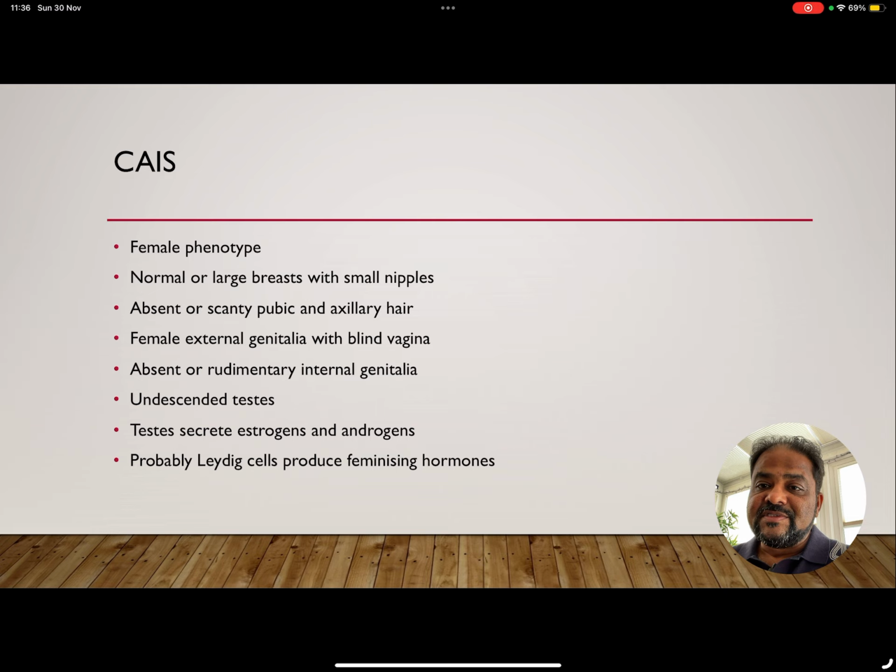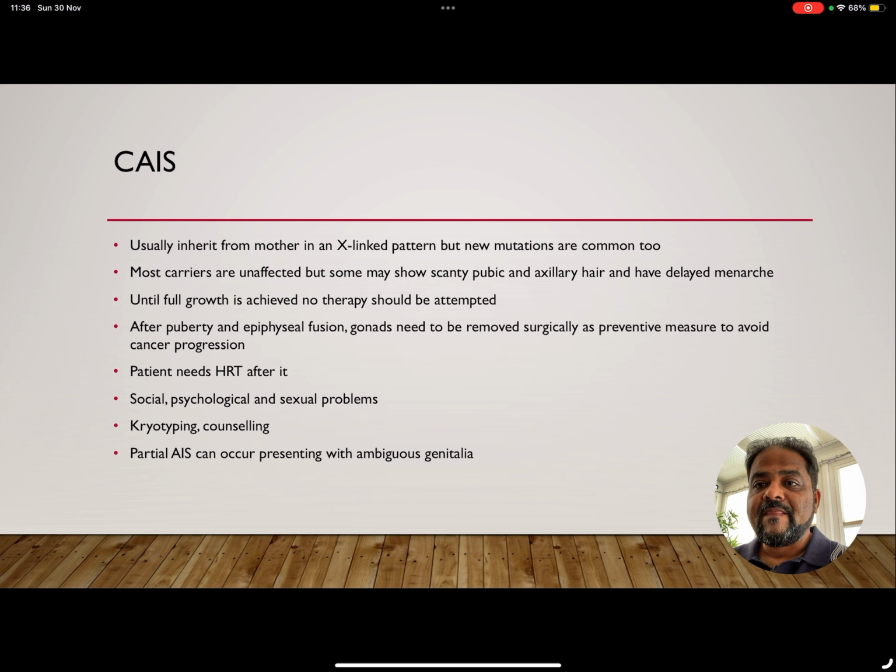The phenotype is female, with normal or large breasts with small nipples, absent or scanty pubic and axillary hair, female external genitalia with a blind vagina, absent or rudimentary internal genitalia, and undescended testes. The testes do secrete estrogen and androgens, and probably the Leydig cells produce feminizing hormones. Usually they inherit from the mother in an X-linked pattern, but new mutations are common too. Most carriers are unaffected, but some may show scanty pubic and axillary hair and have delayed menarche.